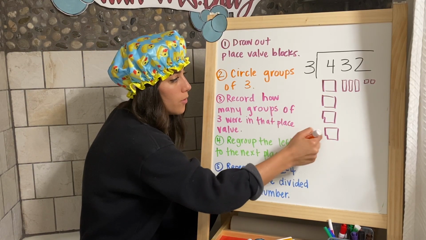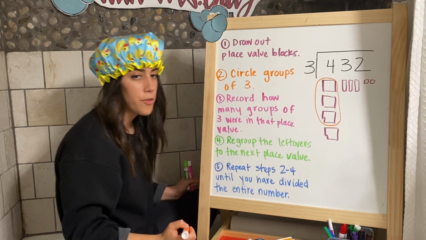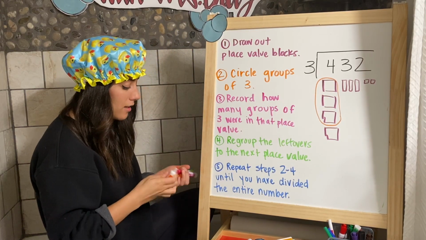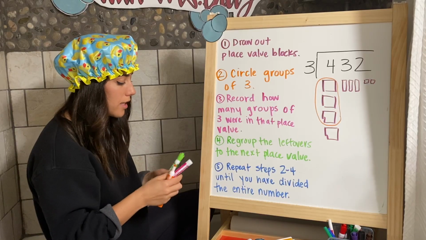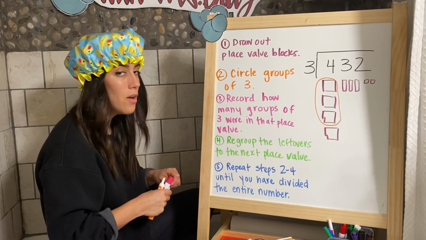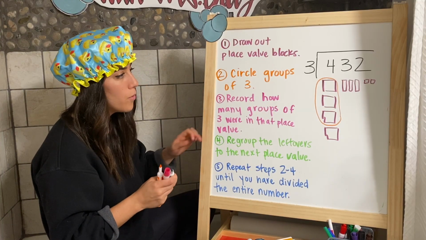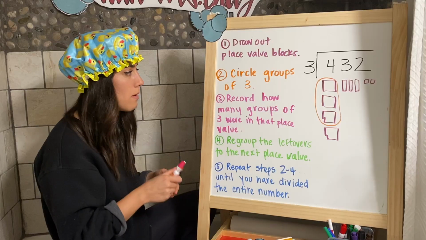I'm going to circle the groups of 3 in the first place value. I have 1, 2, 3, 4. I am going to circle the group of 3. Okay, and again, like I said, this is repeated each place value. Do not go circling the 10s and the 1s right now. That is not what we need to do. We need to do 2, 3, and 4 in each place value, so just remember that.